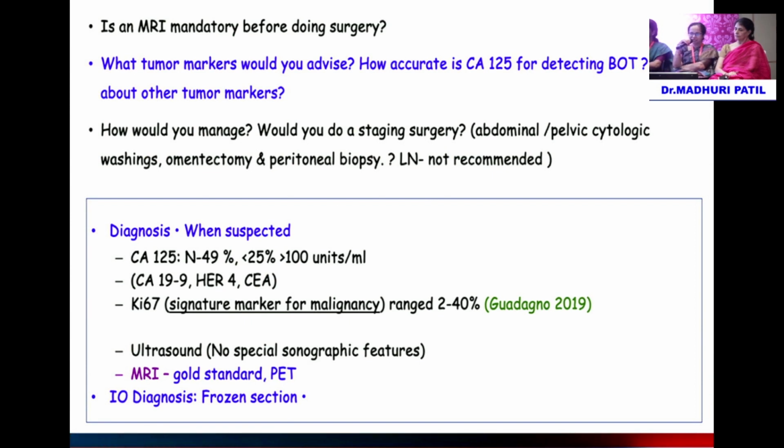And if I can comment on the sentence before last, we never do PET, not even for a malignant ovarian mass normally. Also, if it's just a simple cyst, we won't do a frozen section, I think. Any ovarian mass needs a frozen assessment, yeah.